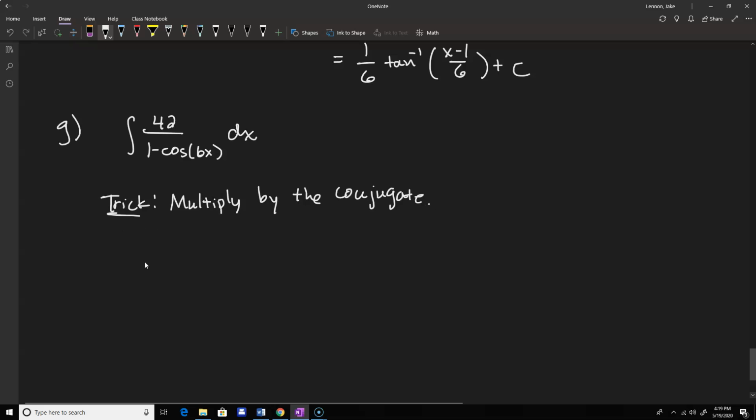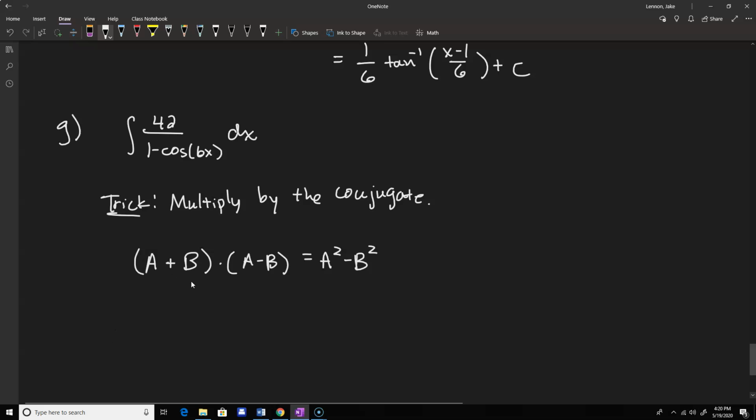So basically what that means is if you have some expression a plus b, you can multiply it by an expression a minus b, and you get a squared minus b squared. That's going to be helpful with trigonometric identities, because if you multiply 1 minus cosine by 1 plus cosine, you end up with 1 minus cosine squared, and then you'll be allowed to apply the Pythagorean identity to rewrite it. So that's what we're going to do here.